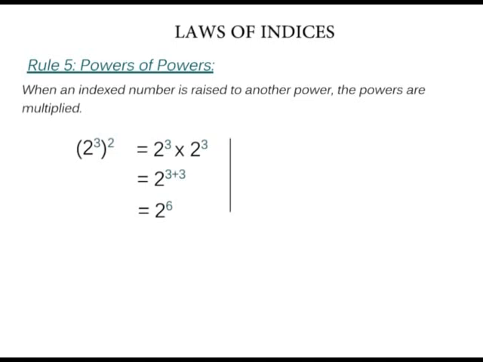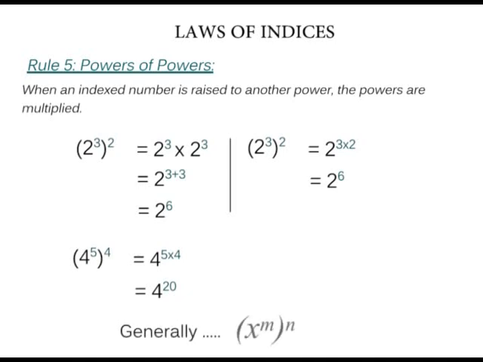But instead of all that, our rule here tells us to multiply the powers, so that 2 raised to power 3, squared is equal to 2 raised to power 3 times 2, which is equal to 2 raised to power 6. So that 4 raised to power 5 and then raised to power 4 will be equal to 4 raised to power 5 times 4, which is 4 raised to power 20. And so generally, x raised to power m, then everything raised to power n is equal to x raised to power m times n.